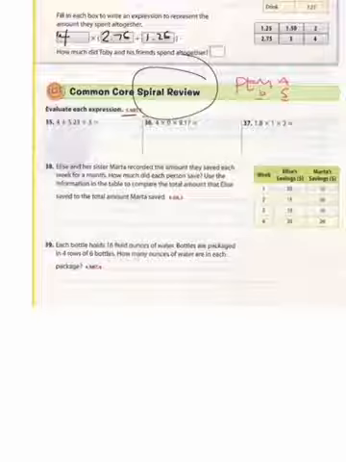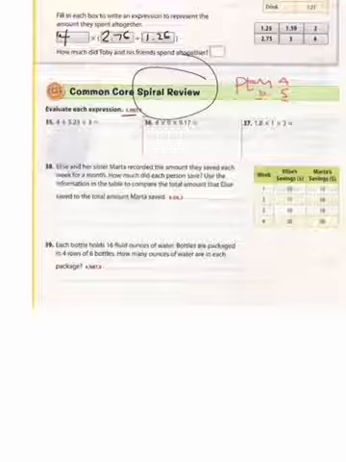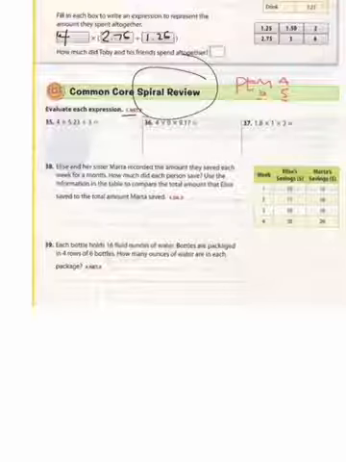All right, 38. Elise and her sister Marta recorded the amount they saved each week for a month. How much did each person save? Use the information in the table to compare the total amount that Elise saved to the total amount Marta saved. So, again, I just want you guys to try that one out. This is Elise's savings per week, right? And it wants to know how much she saved for a month. Yeah, so you're just going to add them together and then figure out who saved the most, right?